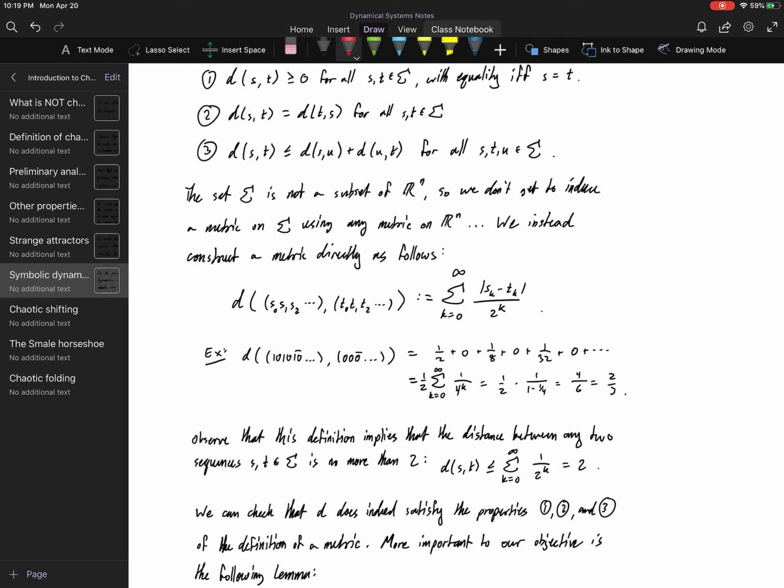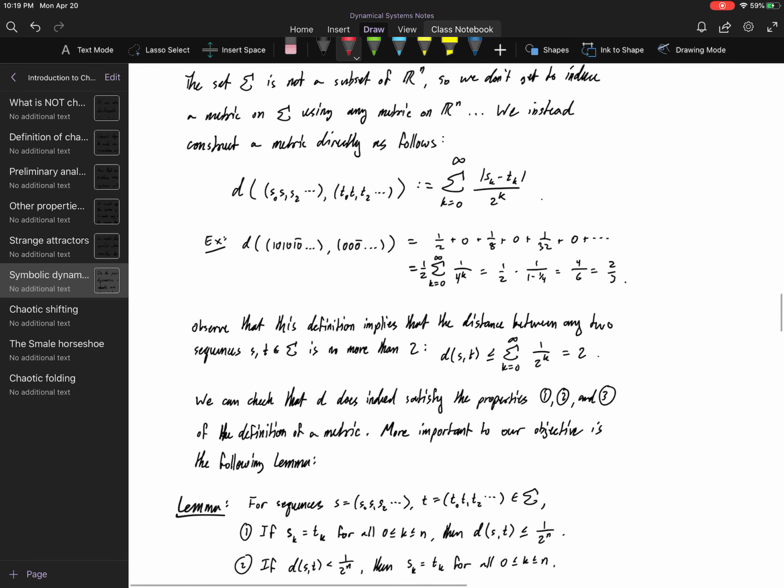So what we're doing here is saying that the distance between two sequences is going to be the absolute value of the difference between each individual component-wise entry: S0 minus T0, S1 minus T1, S2 minus T2, and so on. But each time that we take this difference, we're going to scale it down by an extra factor of 2, starting at 2 to the 0.